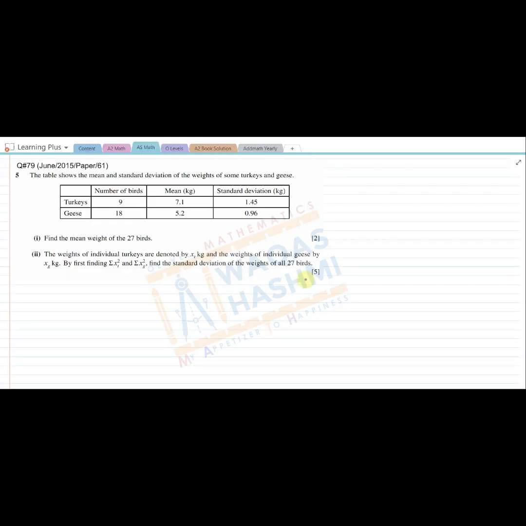It's June 2015, paper 6.1. The table shows the mean and SD of the weight of some turkeys and geese.